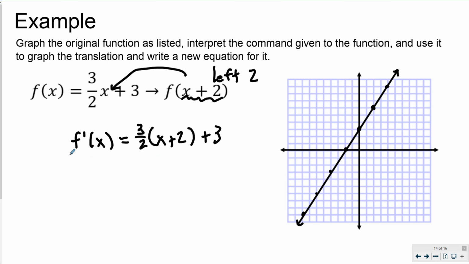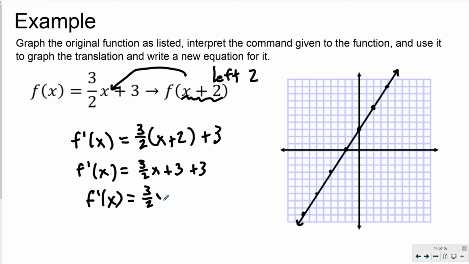That's totally fine, but I suggest that you multiply it out. So I get f prime of x equals 3 halves x. 3 halves times 2 is positive 3, plus 3. So my new equation becomes f prime of x equals 3 over 2 x plus 6.